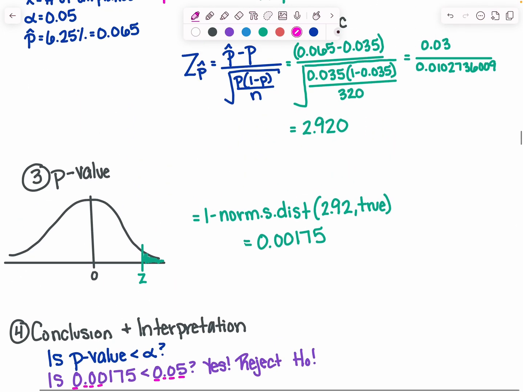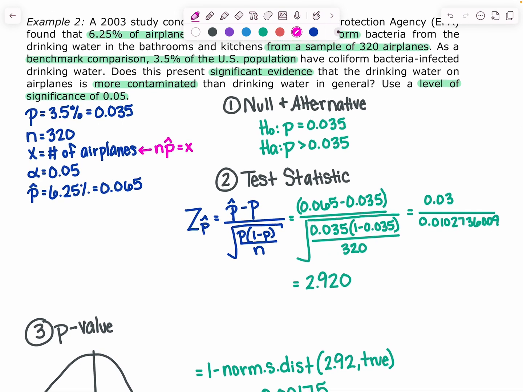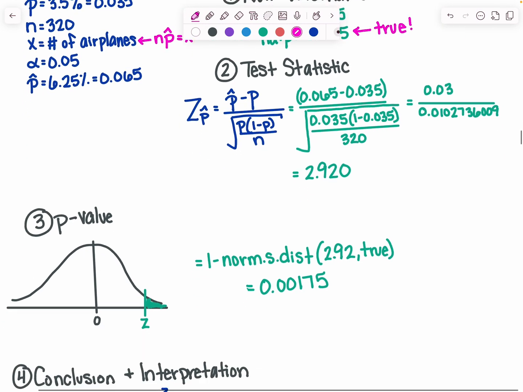So coming back up here, looking at the null and alternative, this means that I had enough evidence to say that this was true, the alternative. 6.25% is far enough above 3.5% that I was able to prove what I wanted to prove. And we're going to write that in a sentence now.